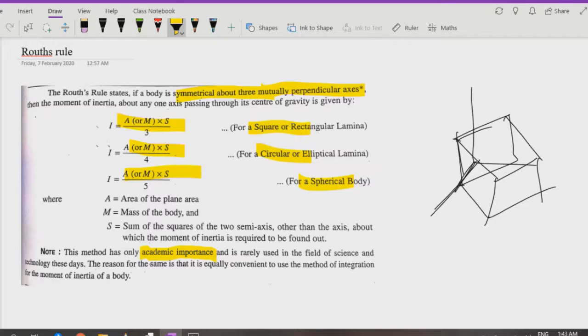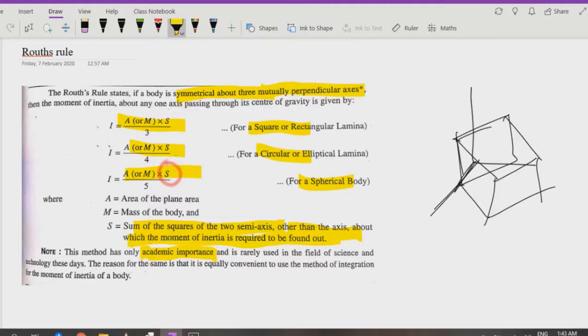Now in this whole, we can only say that only this factor S, we don't know what is this S, so it is written here down: sum of square of two semi-axes other than the axis about which the moment of inertia is required to be found out. Okay, now I will simply say that now the note is written here.